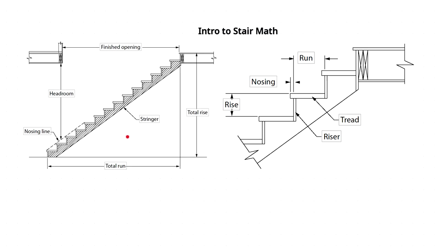Let's look at the first one on the left. General terminology. When we are doing math for stairs, we always want to have, or we're working with, a total rise that we use to find the number of risers and how many risers we're going to have. That's always from the finished floor to the finished floor. Then we have a finished opening.